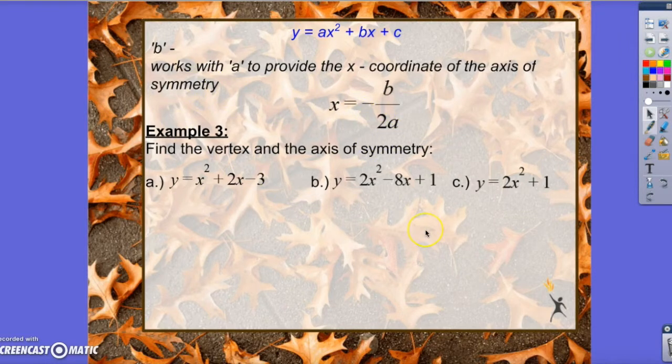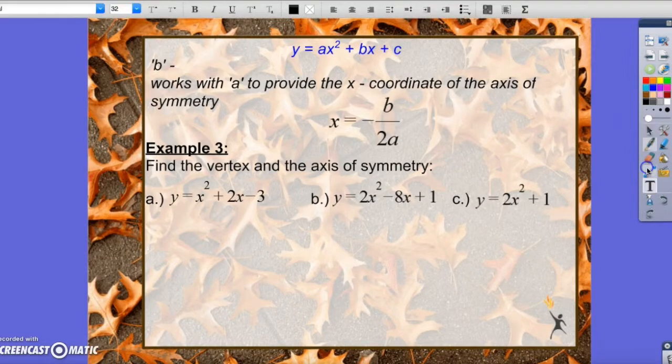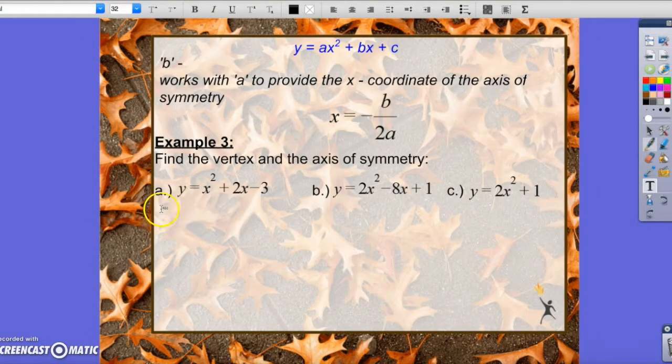So now what we're going to take a look at is finding the vertex. All right? So what we do first is we're going to plug in our numbers that we need. And actually, I'm going to label them right here. A we know is 1. 1's in front of x squared. It's understood if it's not there. B equals 2. It's the number in front of x. And c is the number by itself. So let's just label these all first.